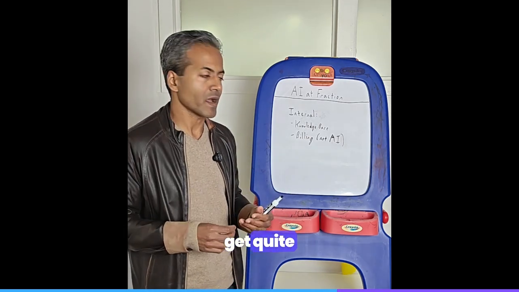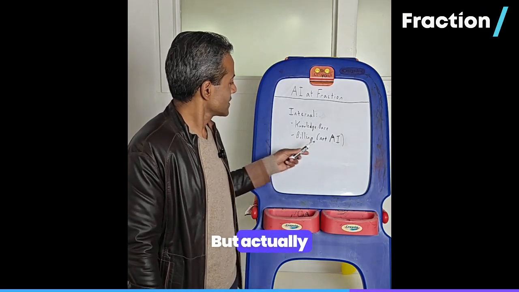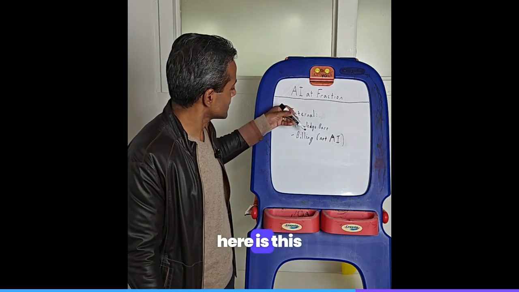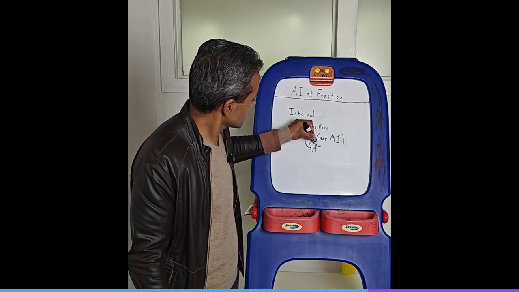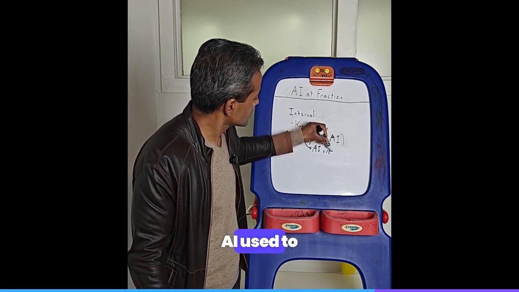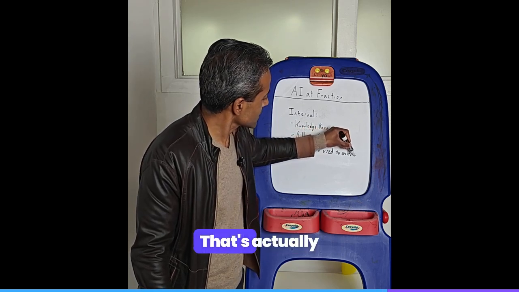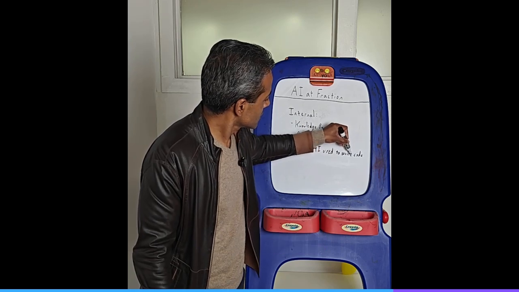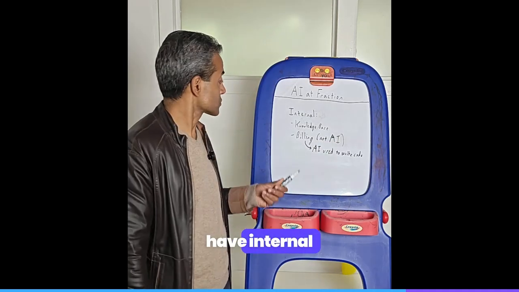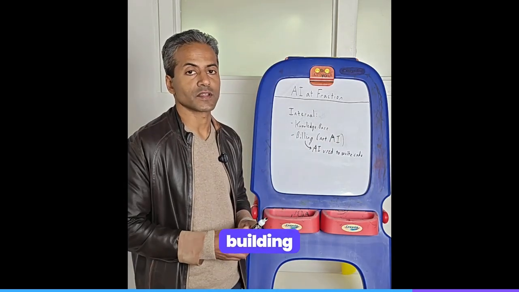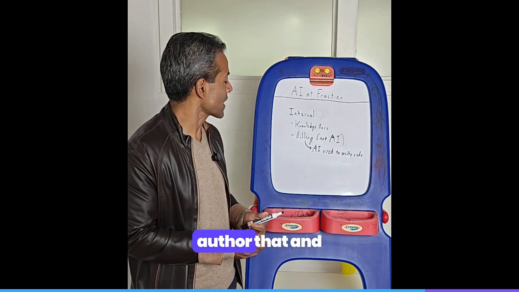Now, you can get quite accurate using generative AI, but actually the approach taken here isn't AI, but AI used to write code. That's actually the approach here. So when you have internal tools, just making sure that you're building those internal tools using the latest and greatest in order to help you author that and move that faster.